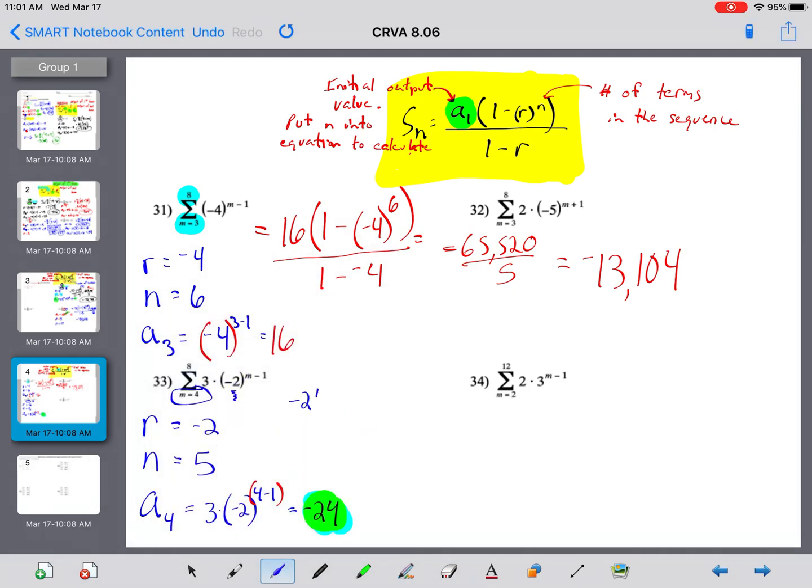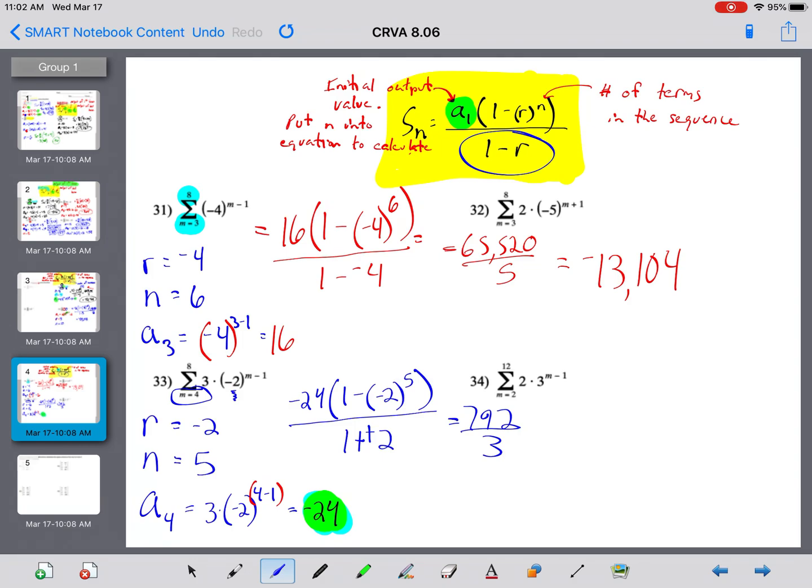So negative 24 times 1 minus the rate in parentheses. So 1 minus parentheses negative 2. Close your parentheses. Raise it to the number of terms. Close your parentheses again. Calculate this output. I got 792. But then that needs to get divided by 1 minus the rate. So 1 minus negative 2, which is actually 3.